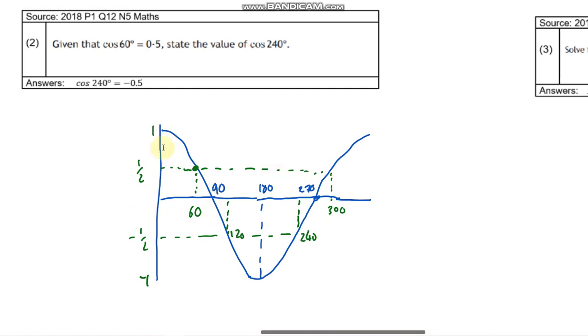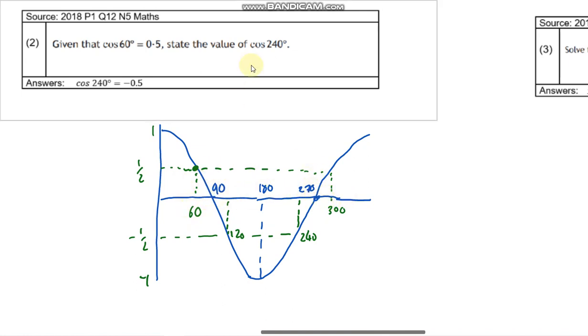Okay, so just to continue with this question, we're saying that cos of 60 is a half. So there's your half, there's your 60 on the graph. So if I was to go over, I see I've got the same value over here at 300, because I know this is 90, this is 60. So this is 30 degrees before the 90. So this is going to be 30 degrees after the 90.